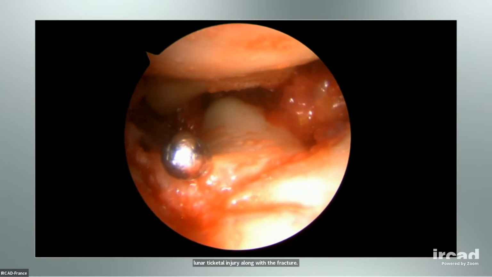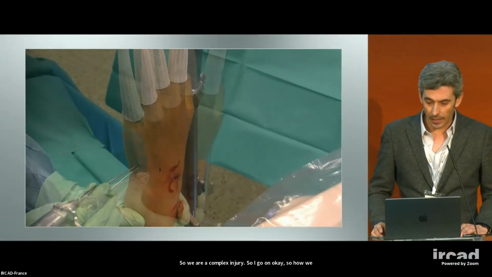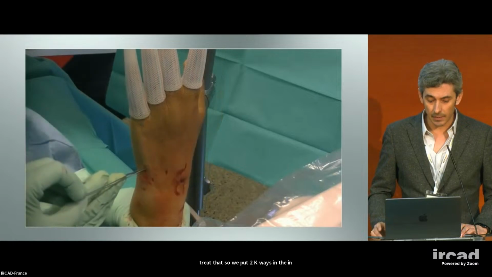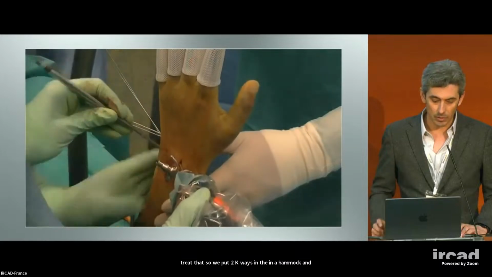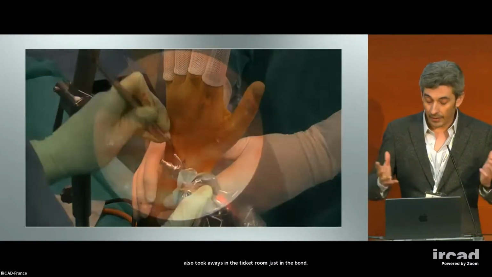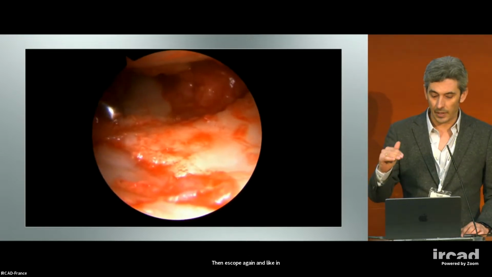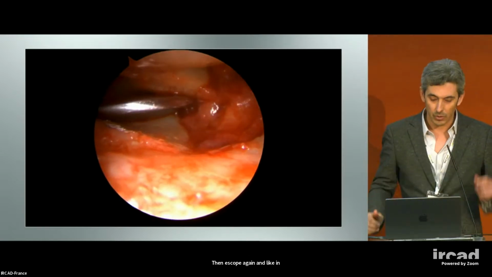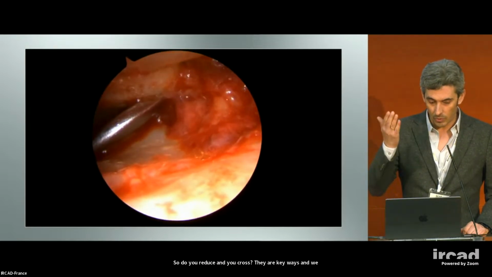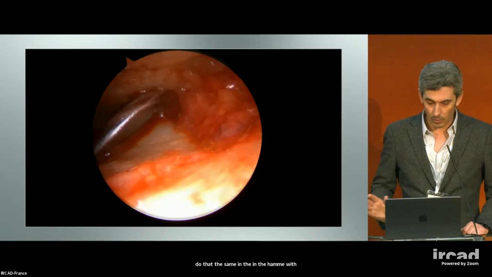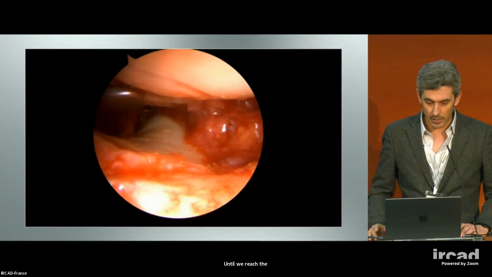So, how do we treat that? We put 2 K-wires in the hamate, and also 2 K-wires in the triquetrum, just in the bones. Then scope again. Like in perilunate, I think the anatomical reduction can heal the bone, but you have to have an anatomical reduction. So you reduce and you cross the K-wires, and we do the same in the hamate. We reduce the instability and cross until we reach the capitate. So the ulnar side was fixed with these K-wires.